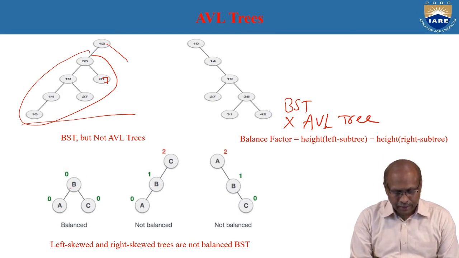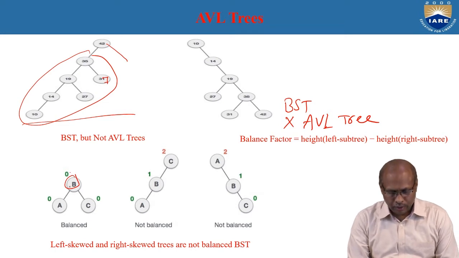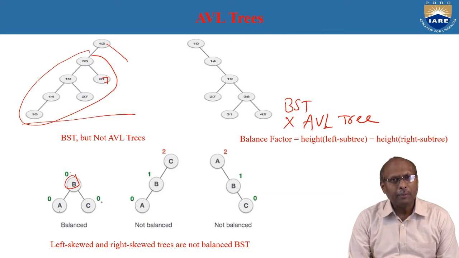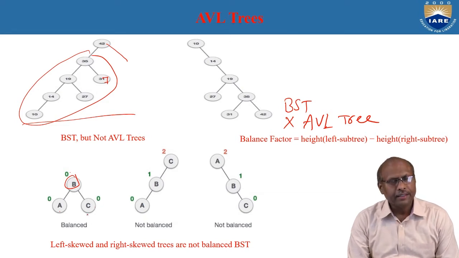Now think about this tree A, B, C. B is the root and its balance factor is 0, with A on the left side and C on the right side. So it is properly balanced. So it is an AVL tree.